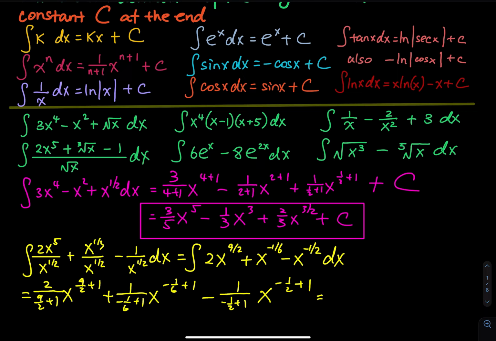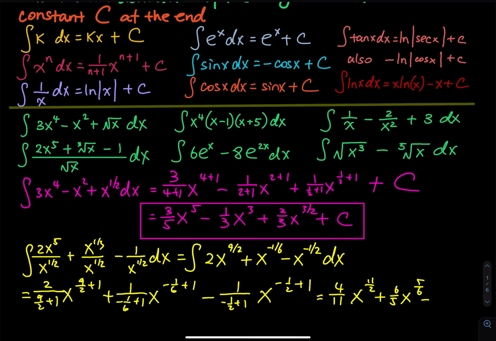So the first one is x to the 11/2, right? And then reciprocal of that, so that is 2 times 2, 4 divided by 11. Take the derivative of that, you should be able to get back to the integrand. And then plus x to the 5/6. This becomes 6/5. And then what else?